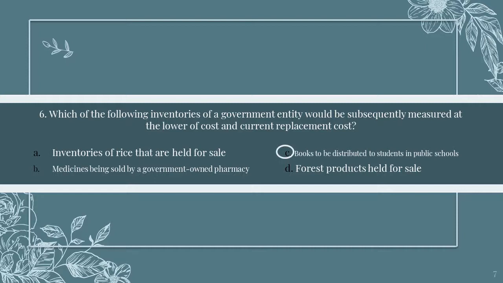Books to be distributed to students in public schools are inventories of government entities that would be subsequently measured at the lower of cost and current replacement cost, because A, B, and D are inventories that are held for sale and should be subsequently measured at the lower of cost and net realizable value. So those inventories that are held for distribution should be subsequently measured at the lower of cost and current replacement cost. Therefore, letter C is the correct answer.